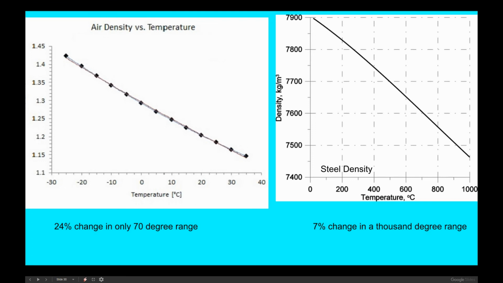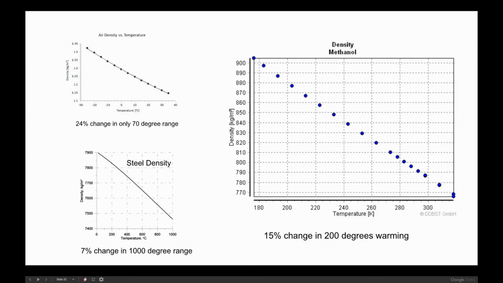So when you spend some time and look at these graphs, it's not quite as obvious on the surface. You've got to give yourself a few minutes to look those numbers over and try to decide what you're seeing before you start leaping to answers. So this is all I want you to see here. There are three materials. Top left is the density of air changing over temperature. The bottom left is the density of steel changing over temperature. And on the far right, methanol.